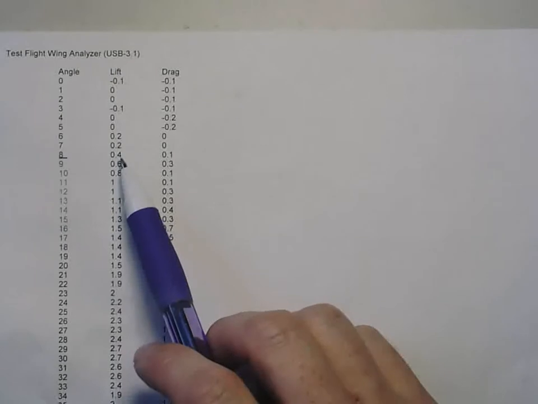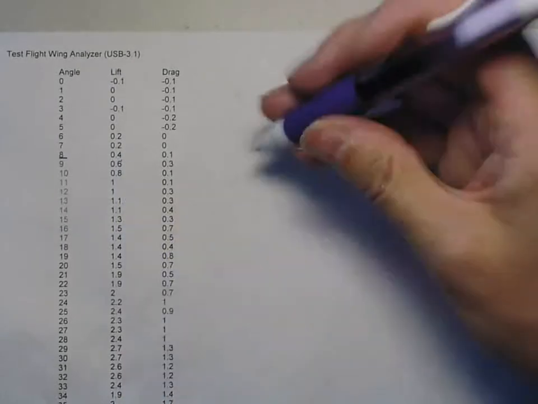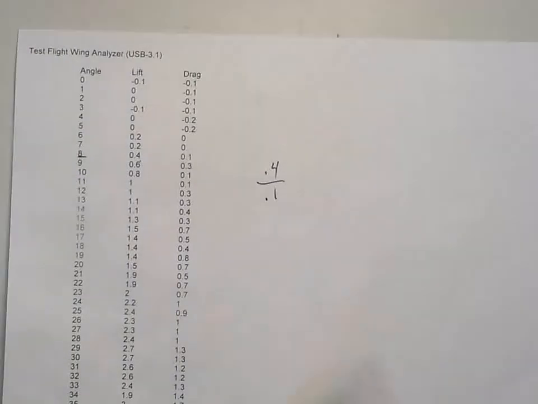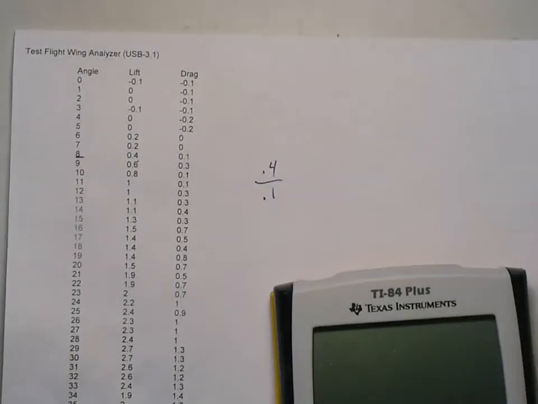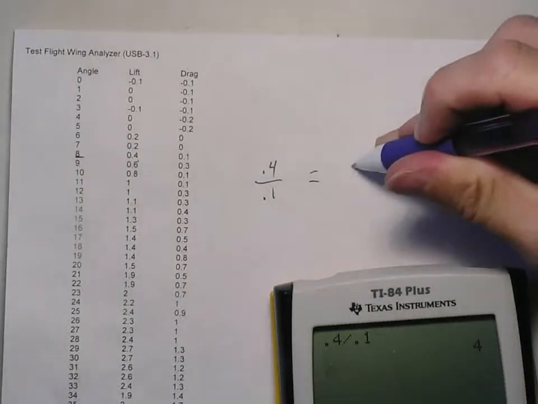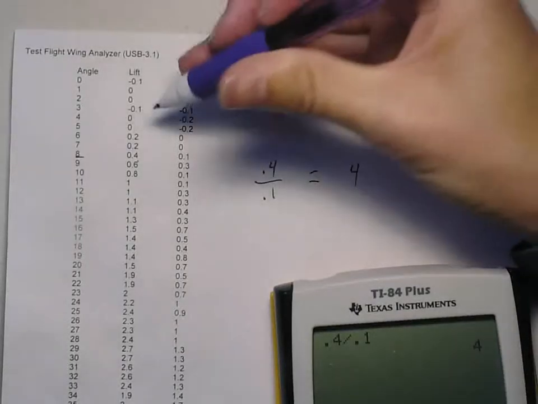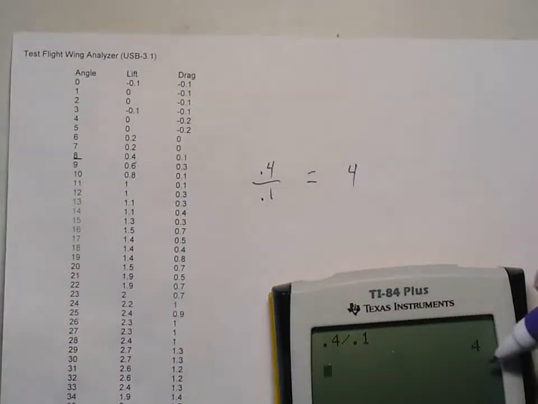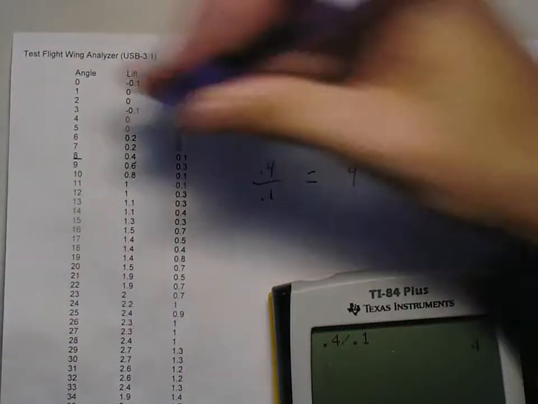So the lift-drag ratio is lift divided by drag, so I'm going to do 0.4 divided by 0.1. I can use my calculator to do that if I need it. And I find out that my lift-drag ratio was 4. Alright, so now I'm going to keep going. I'm going to see if I can find a lift-drag ratio that has a greater value than 4, because I'm looking for the largest one.